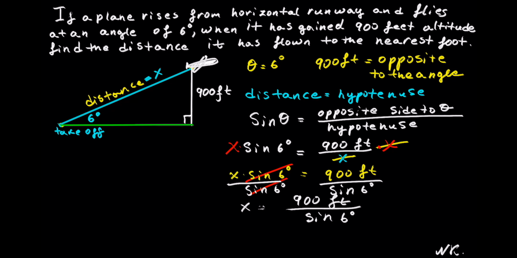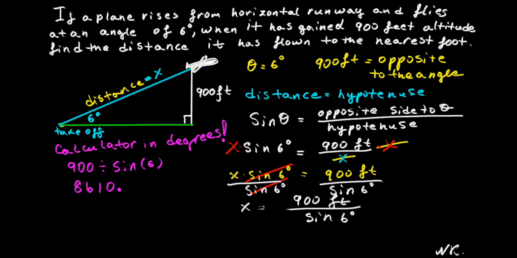On this step, make sure that your calculator is in degree mode. Plug in 900 divided by sine of 6, and I get 8610.09501. We are told to round off to the nearest foot, which means to the nearest whole number. So basically we need to drop everything after the decimal place. Before I do so, I need to check the number to the right of my rounding off place. If it's 5 or more, you need to add 1 to your rounding place. However, 0 is less than 5, so we can just drop everything and have 8610 as our rounded off answer.